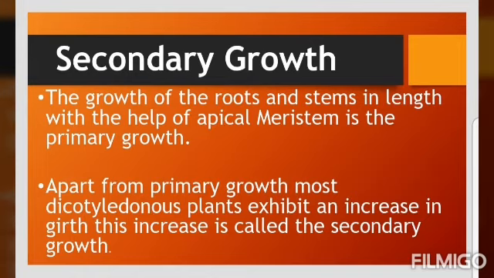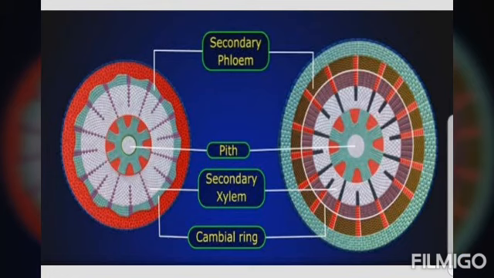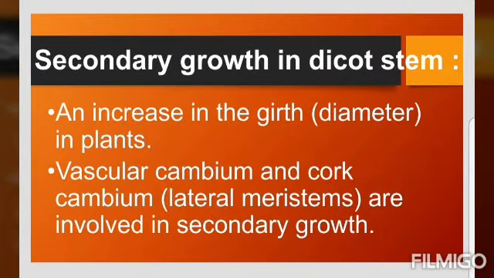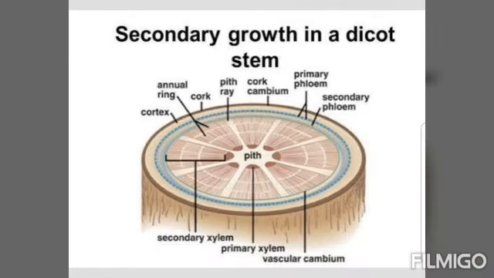Let's talk about the next topic, secondary growth. The growth of the roots and stem in length with the help of apical meristem is called the primary growth. Apart from primary growth, most dicot plants exhibit an increase in girth. This increase is called the secondary growth. The tissues involved in secondary growth are lateral meristem, vascular cambium, and cork cambium.